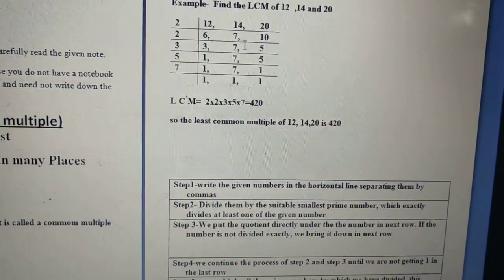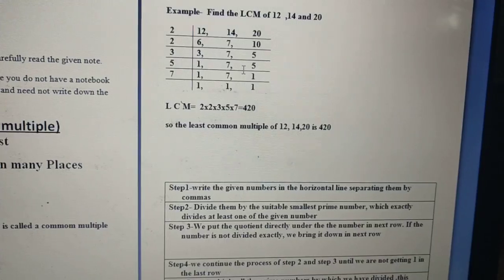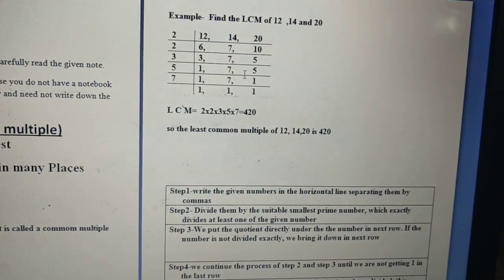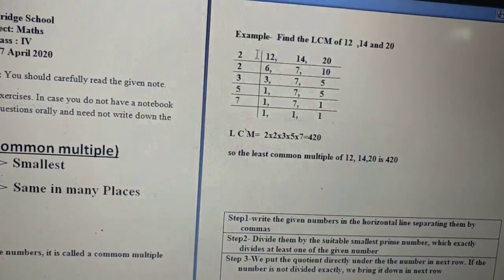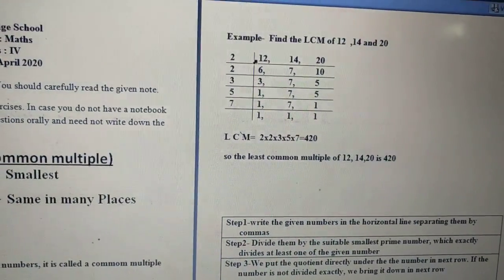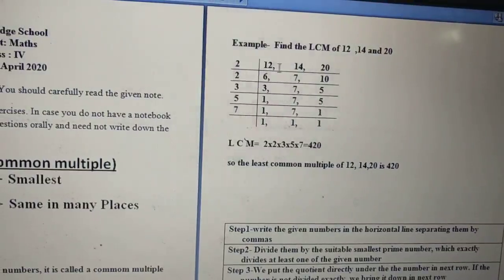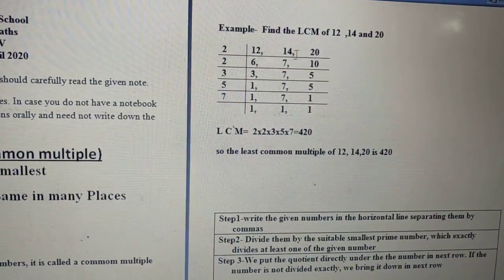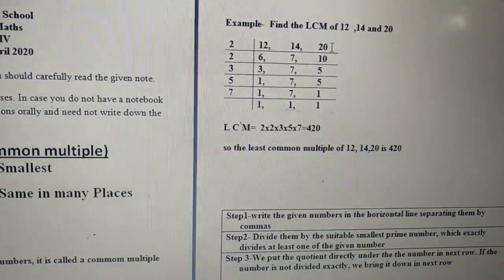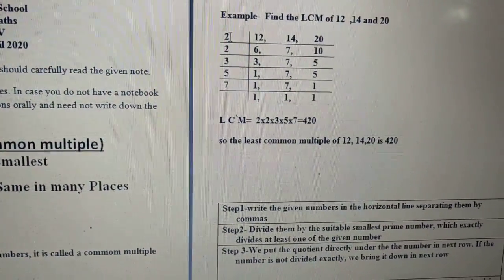Now the second step: divide them by the smallest suitable prime number, which exactly divides at least one of the given numbers. So what is the smallest prime number? 2. So we have to see whether we can divide these numbers by 2 or not. Yes, we can divide 12 by 2. We can divide 14 also by 2. We can divide 20 also by 2. So in front of these, on this side I have written 2, because I am dividing all the numbers by 2.